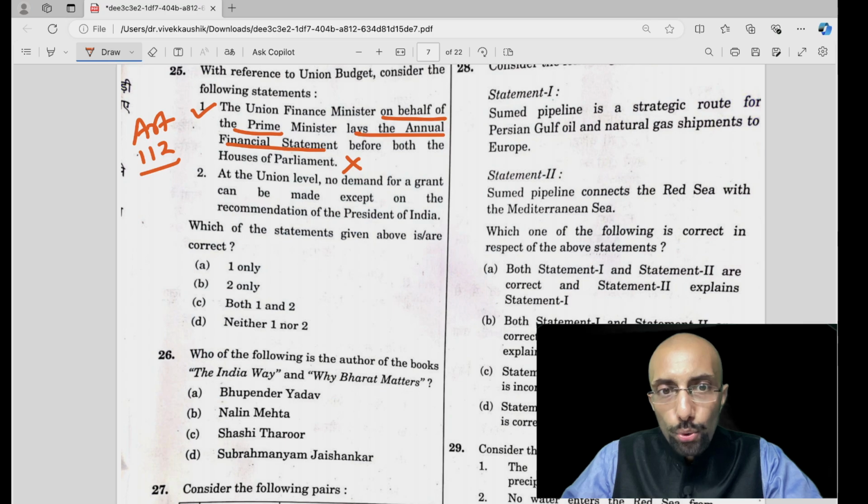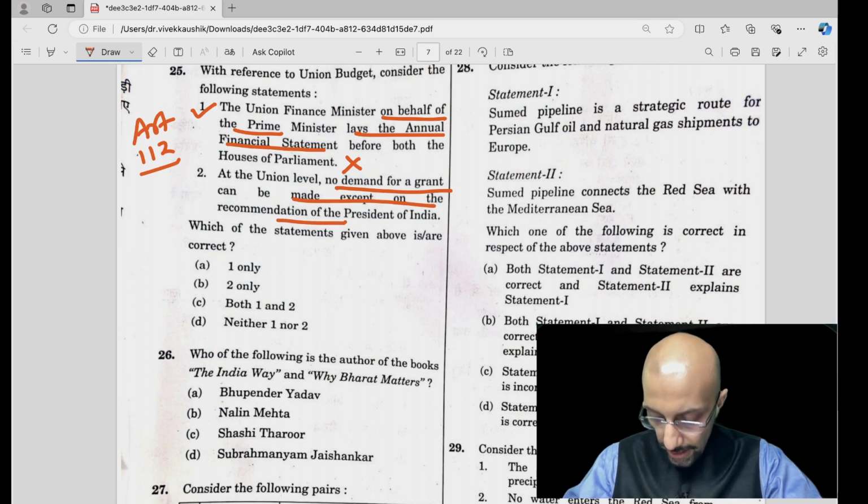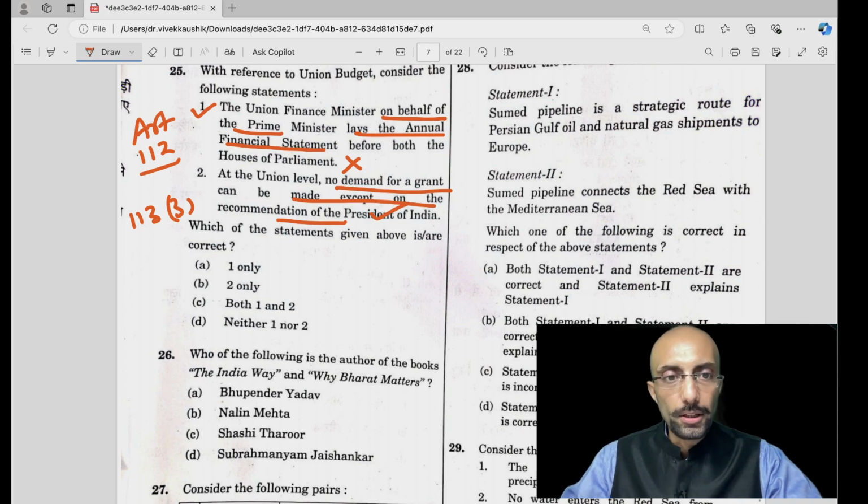Second, at union level, no demand for grant can be made except on recommendation of the President. Yes, this is given in Article 113, Clause 3. So this statement is correct. So for the 25th question, the answer will be B, 2 only.